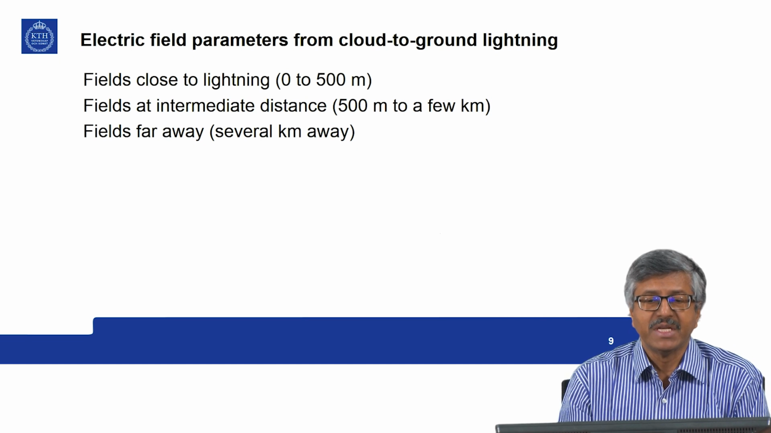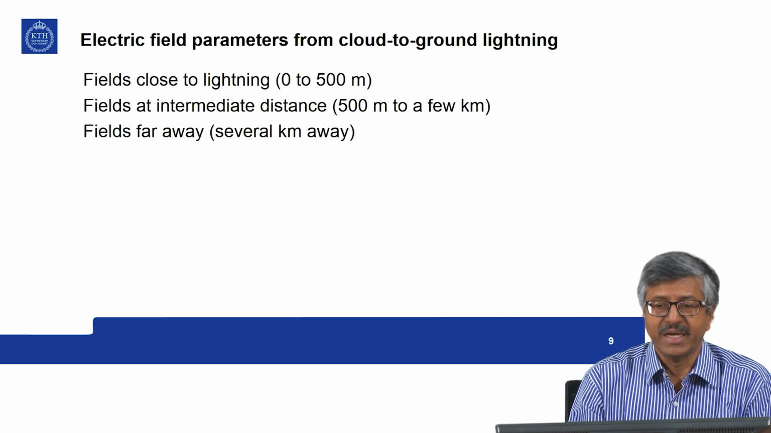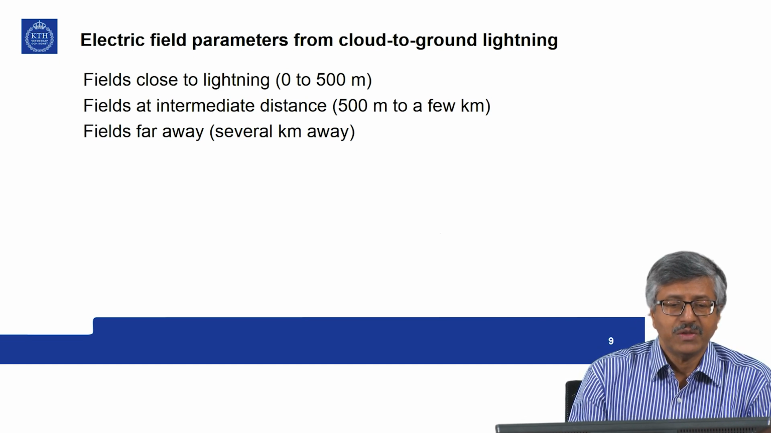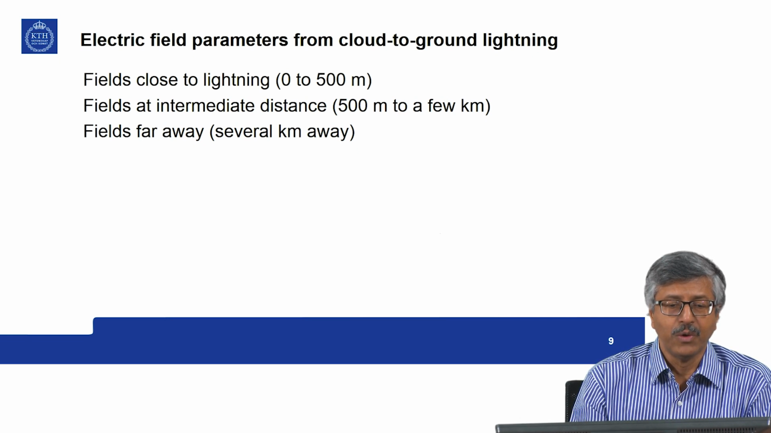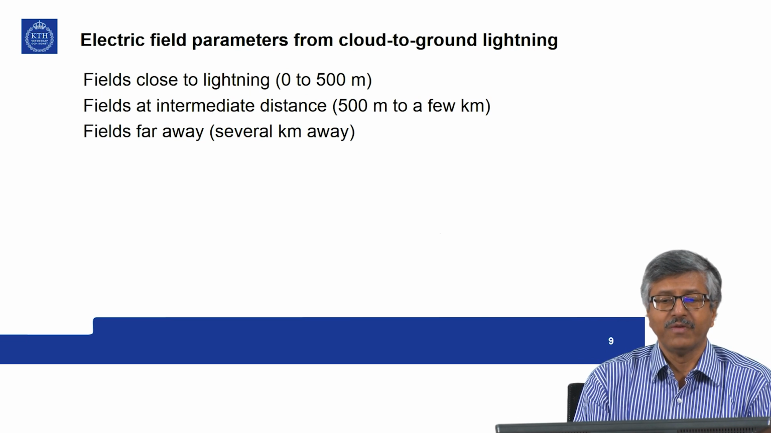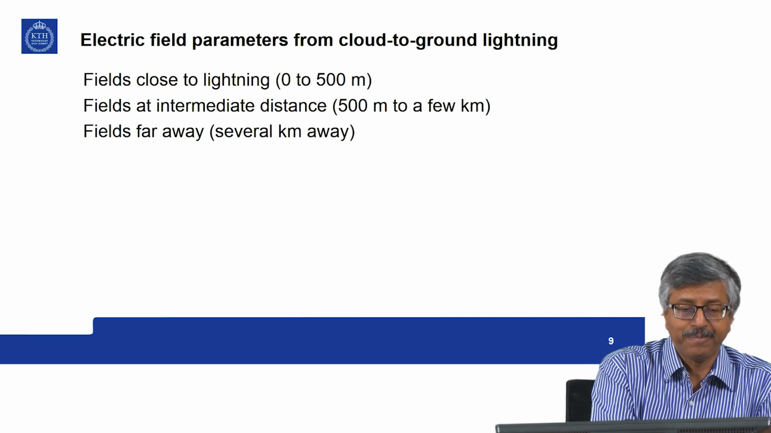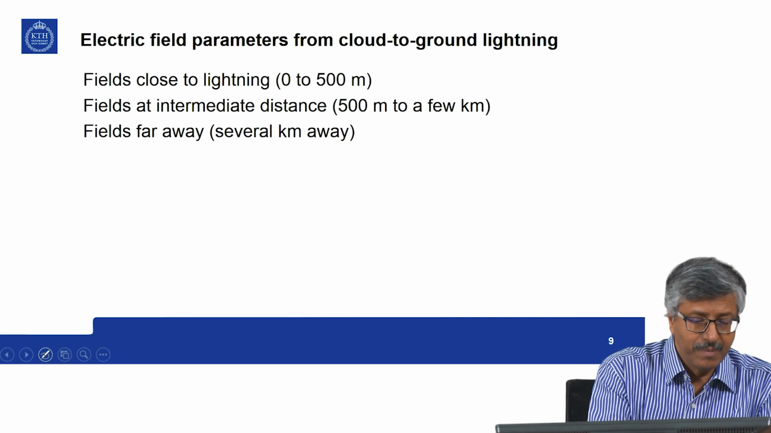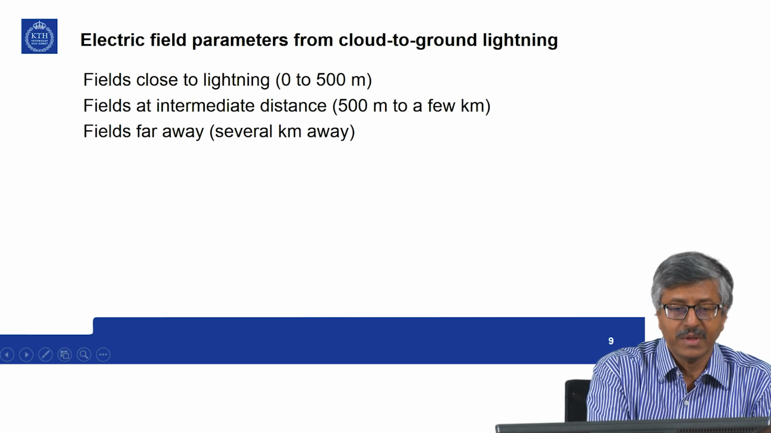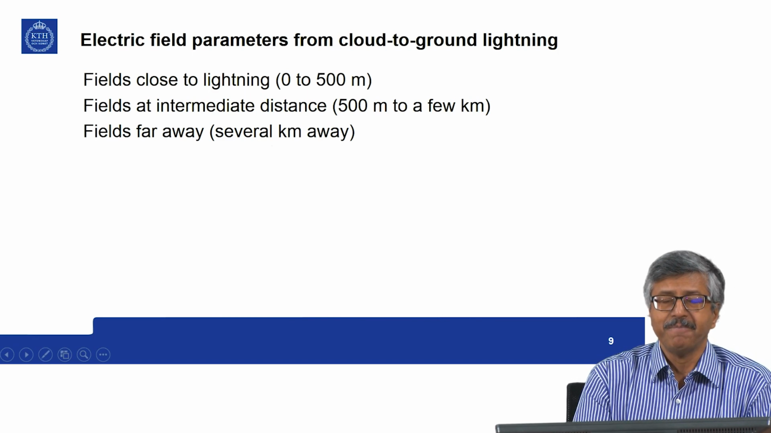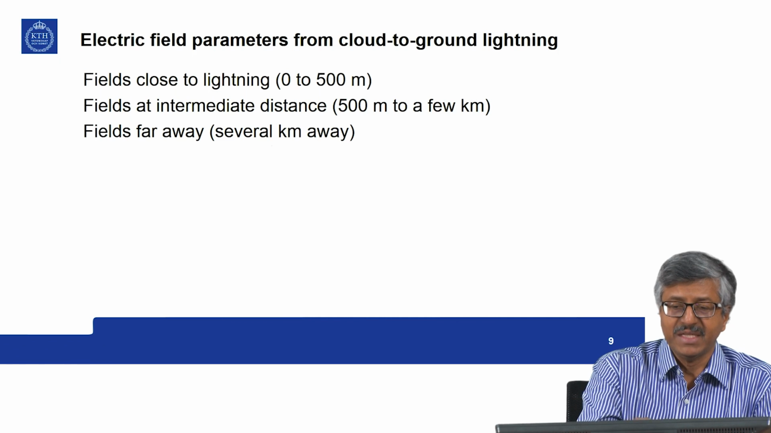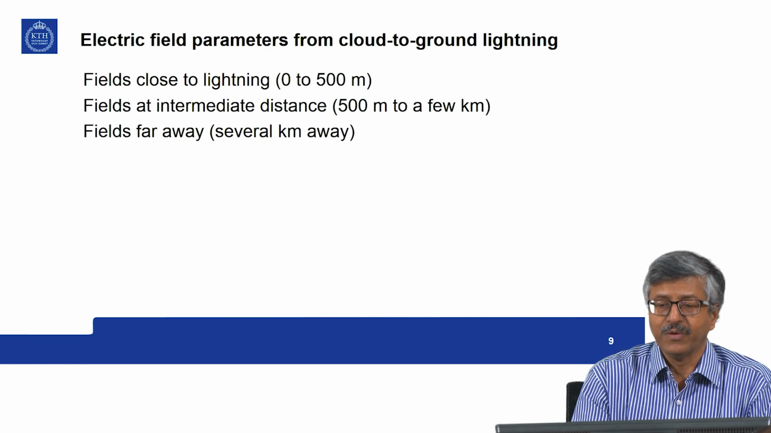Electric field parameters from cloud to ground lightning. So, fields, we will consider 3 distances. One is fields close to lightning, 0 to 500 meter, let us say, that is half a kilometer. Then fields far away, that is several kilometer away. Then some intermediate distance, 500 meter to a few kilometer.